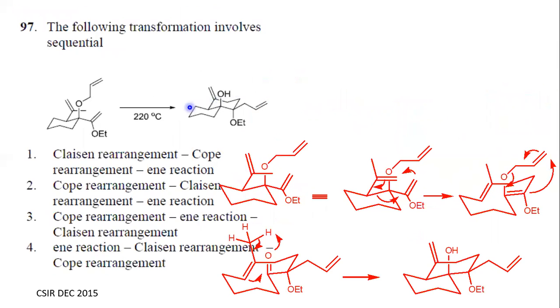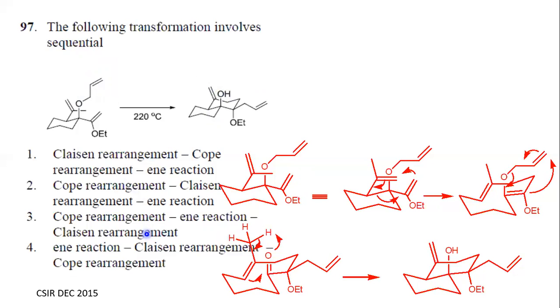In the next problem, the following transformation involves sequential rearrangement reactions. What are the sequential reactions it would involve to go from here to here? This is the given substrate, and this is the product formed here. We need to go through a set of reactions to come from here to here. First, we need to identify the set of reactions that would follow to go to this product.